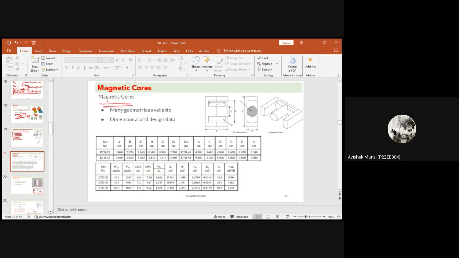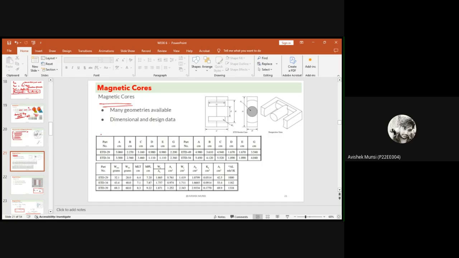Core may be of many types. You may have a rounded core, an E core, an EE core. A lot of cores are there, and based on that you have to design the core materials. We have to choose it from the data sheet.